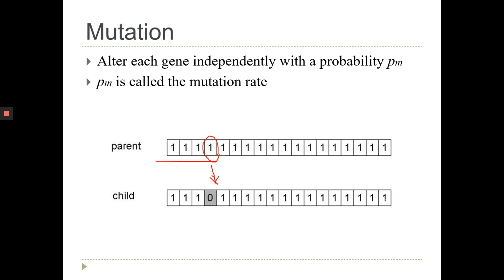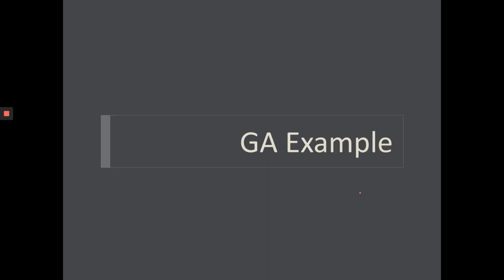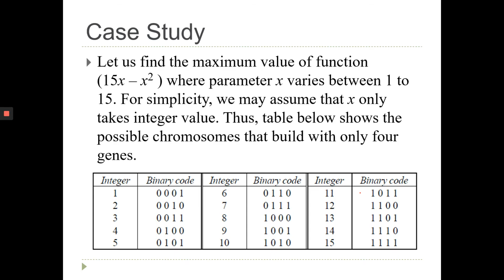So this is the child. This child will be stored in the new population. After I finish generating all the solutions, and the new population is filled with the new solutions, I have to check the objective function or fitness function for each new child, and then we keep repeating that until finished. So let's take an example to explain.